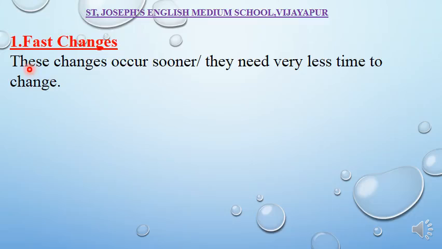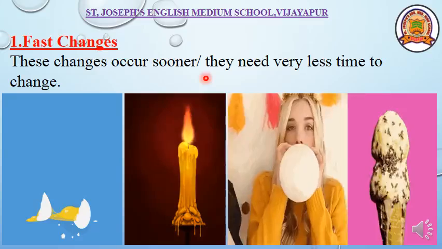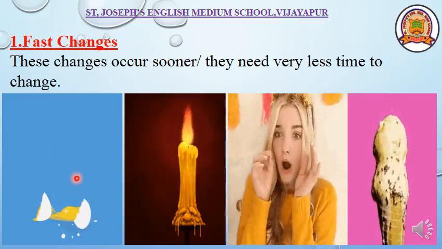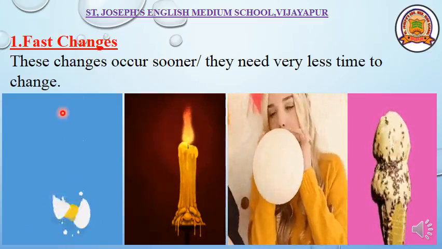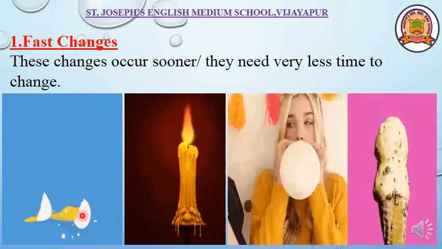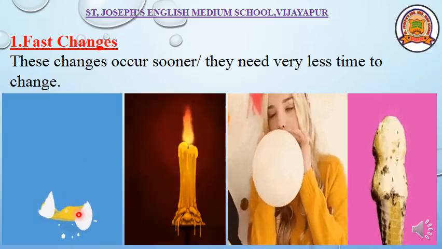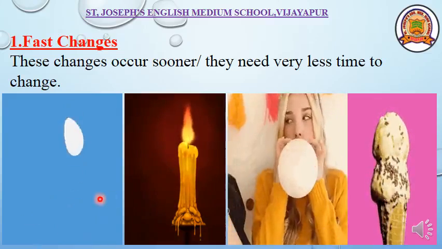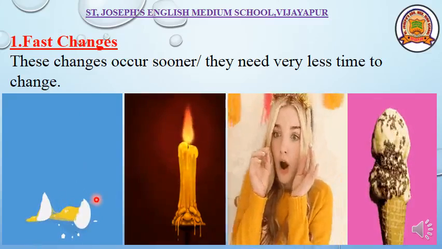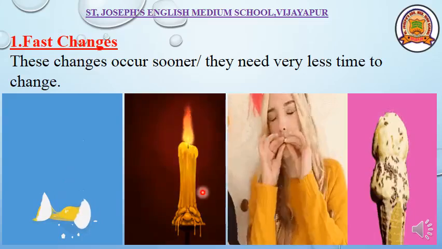It means these changes occur sooner. They need very little time to change. Let us see the examples. An egg falls from a height and it breaks into two pieces. The egg yolk comes out. This is a change, right? Yes. It takes a fraction of a second. When you drop it, it falls and it changes.